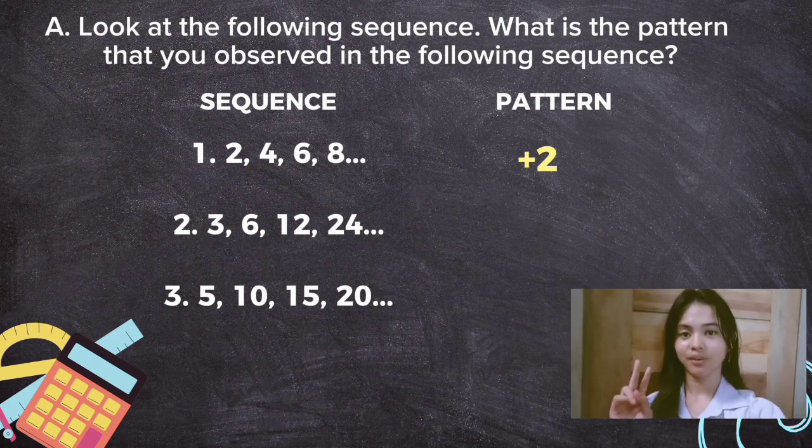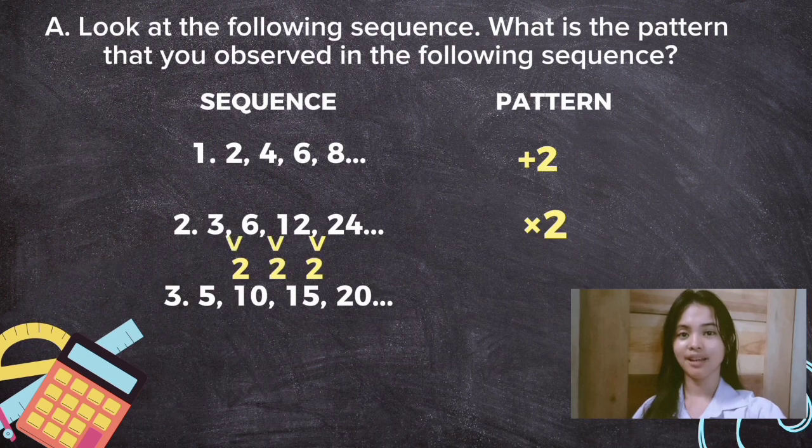At the second sequence, we have 3, 6, 12, and 24. A term is obtained by multiplying by 2. 3 times 2 is 6. 6 times 2 is 12. 12 times 2 is 24.